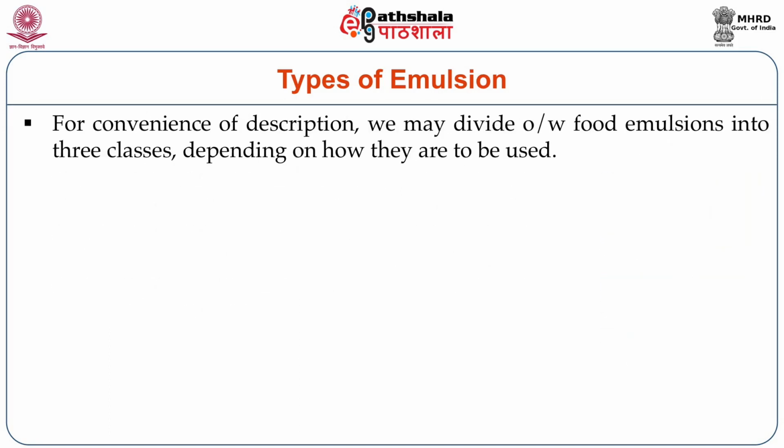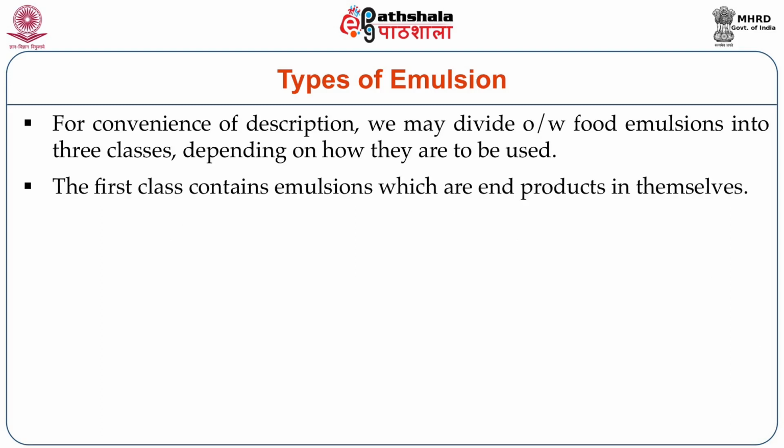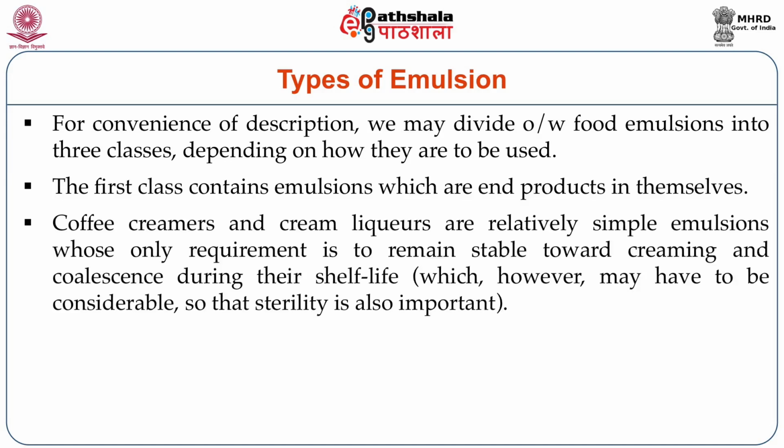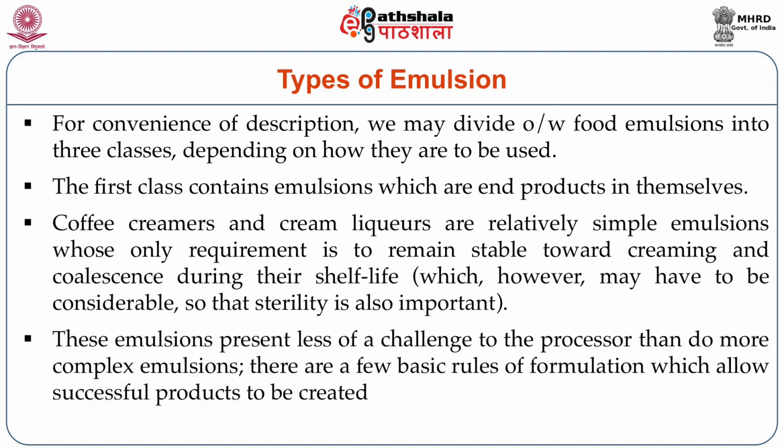For convenience of description, we may divide the oil in water food emulsions into three different classes, depending on how they are to be used. The first class contains emulsions which are end products by themselves. For example, coffee creamers, cream liquors, etc., which are relatively simple emulsions whose only requirement is to remain stable towards creaming and coalescence during their shelf life. These emulsions present less of a challenge to the processor than the complex emulsions.